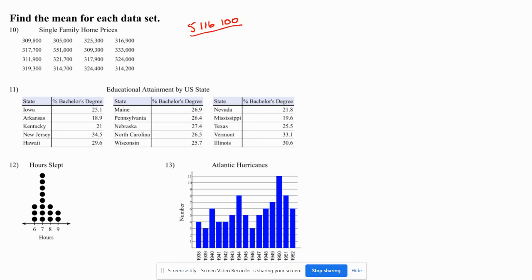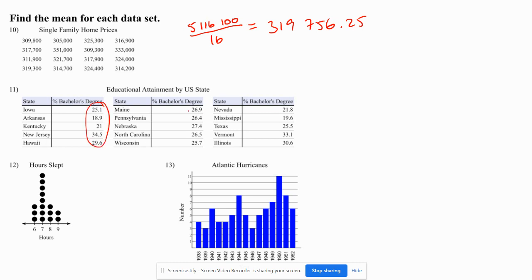I'm going to divide this by how many numbers I have. I happen to have 16 numbers. So when I do that, according to my calculator, I have 319,756.25. It already gave it to me in 2 decimal places. My answers, I'm rounding to 2 decimal places if necessary. So I'm okay with that.